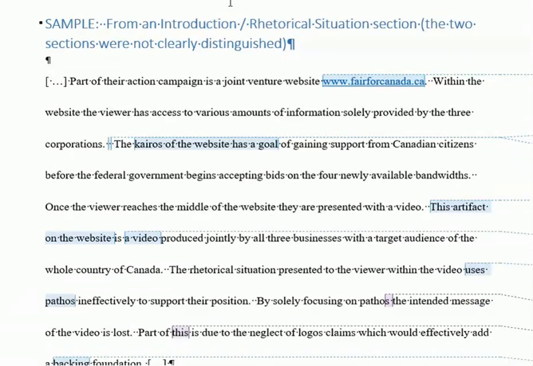Okay, I'm going to move to another sample. This is from a rhetorical situation section. I check your sources and I make sure that they're clear. And so right now it says it's a video. Well, there's more than one video on that website, so that was a logic issue for a person who's actually following along the argument.